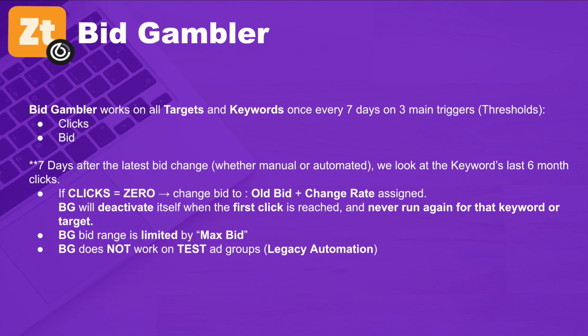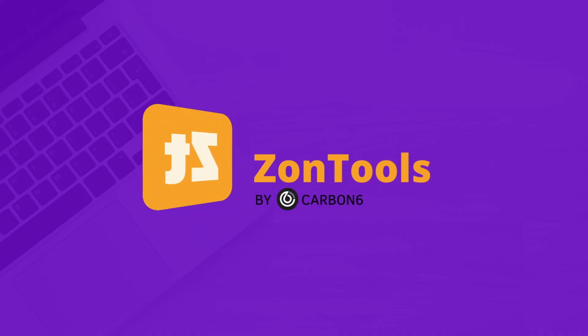Bid Gambler will deactivate itself when the first click is reached, and never run again for that keyword or target. Bid Gambler bid range is limited by your maximum bid. Bid Gambler does not work on test ad groups, which is the legacy automation. And those are the 6 rule parameters of our automation tool.